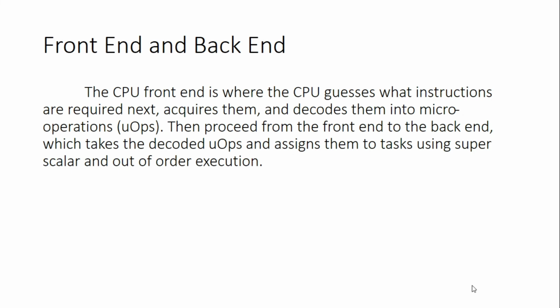Then last, the front end and back end. The CPU front end is where the CPU guesses what instructions are required next, acquires them, and decodes them into micro-operations, or what we call the UOPs. Then it proceeds from the front end to the back end, which takes the decoded UOPs and assigns them to tasks using superscalar and out-of-order execution.